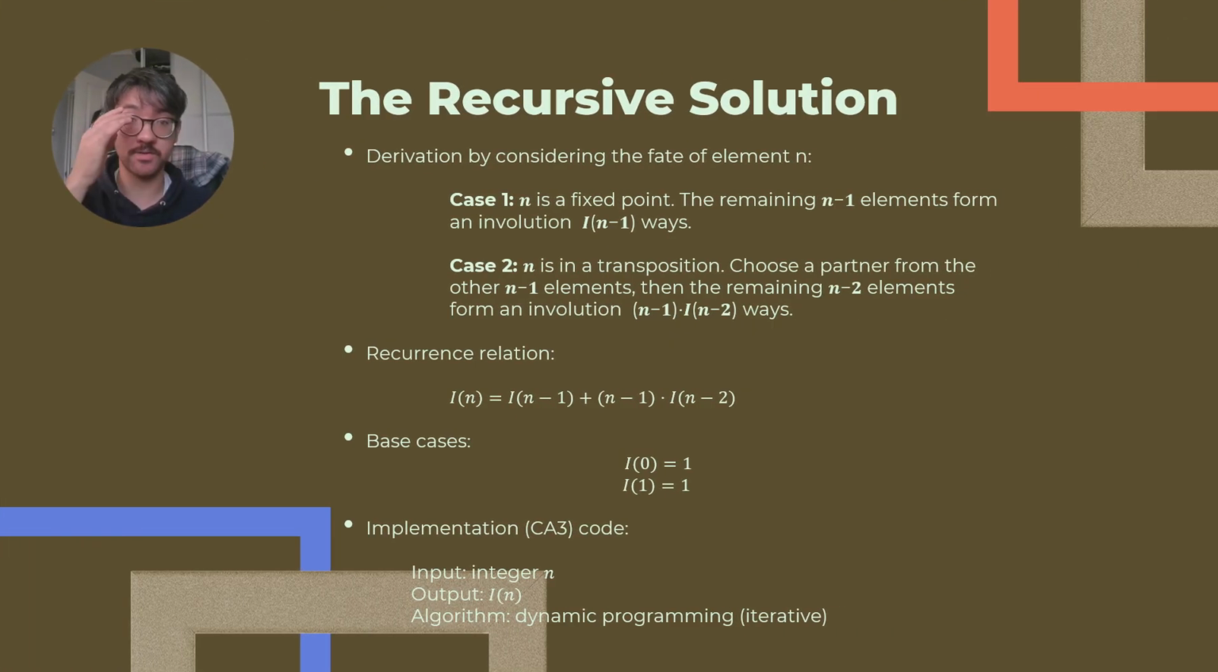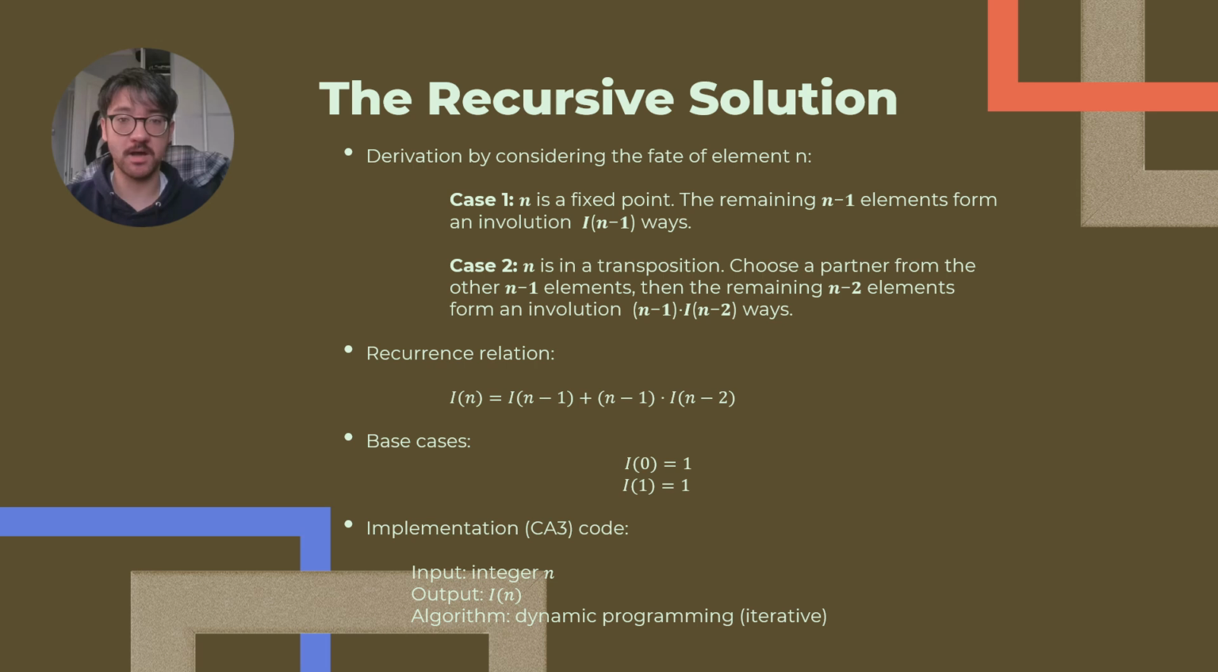A recursive formula provides an elegant and efficient method for calculating I_n. The logic follows from considering the fate of the last element n. There are two, and only two, possibilities. First, element n is a fixed point. In this case, the remaining n-1 elements must form an involution, which can happen in I_{n-1} ways.